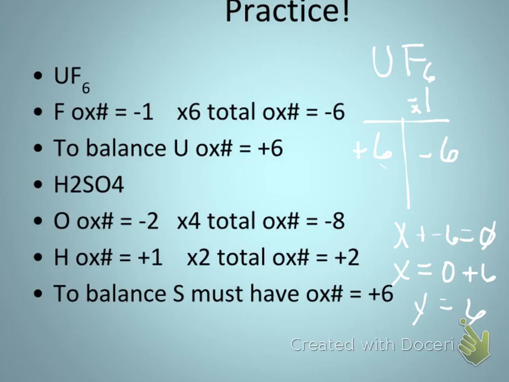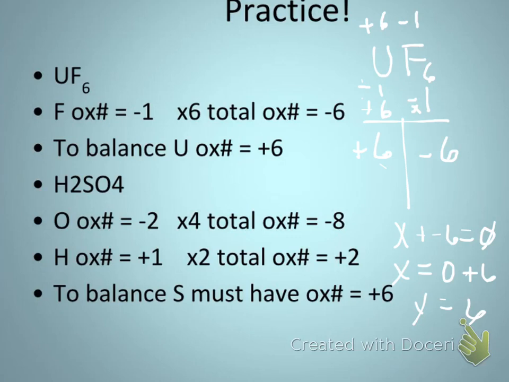Well, now we have to look at how many uranium atoms we have. 1. So this charge is distributed over just 1 uranium atom. So we have a +6 divided by 1. Therefore, the oxidation number on this is +6.